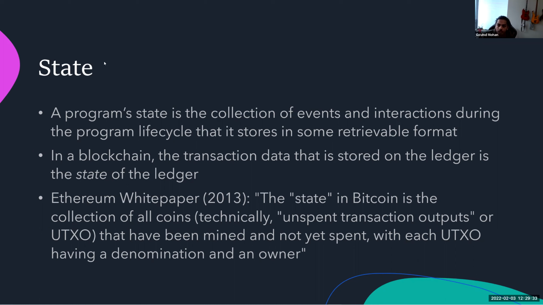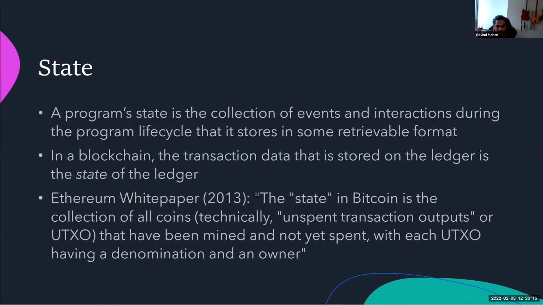Anyway, so getting back to state. Program state is the collection of events and interactions during the program lifecycle. We just talked about that. In a blockchain, the transaction data that is stored on the ledger is the state of the ledger. In the Ethereum white paper, this is the relation that Vitalik himself makes. The state in Bitcoin is the collection of all coins, technically the unspent transaction outputs, or UTXO, that have been mined and not yet spent, with each UTXO having a denomination and an owner. So the miner who mines it is the owner, and the denomination is like 1.xyz Bitcoin. That is rewarded to the miner by the system.